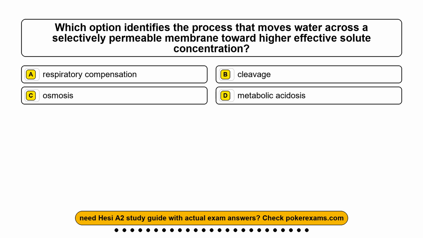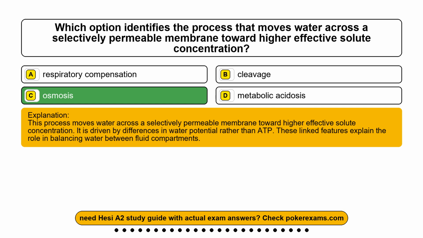Question 23. Which option identifies the process that moves water across a selectively permeable membrane toward higher effective solute concentration? Option A, respiratory compensation. Option B, cleavage. Option C, osmosis. Option D, metabolic acidosis. The correct answer is option C, osmosis.